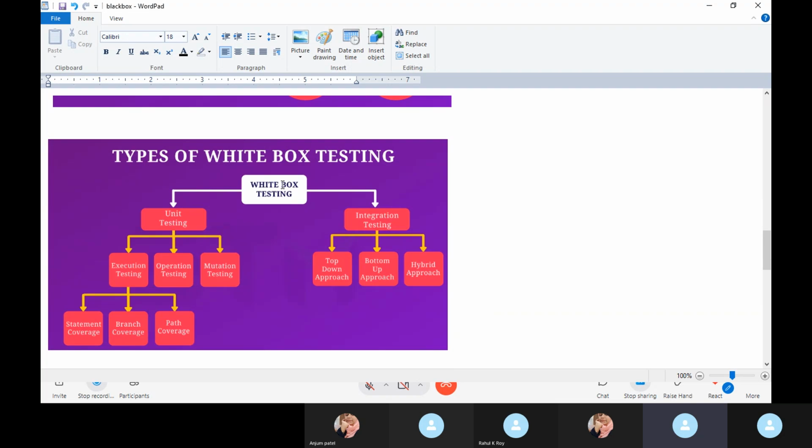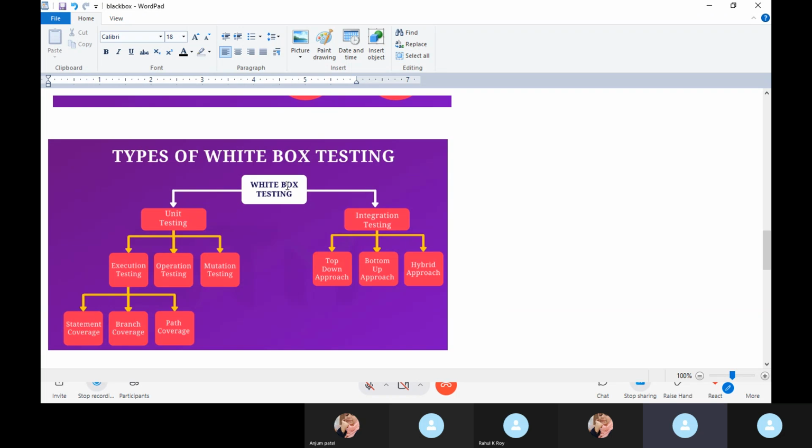Types of white box testing: unit testing and integration testing. Yesterday we discussed levels of testing. The first one was unit and the second one was integration. That too comes under white box testing. In unit testing, we do execution testing, operation testing. These are the different types of testing we do. And integration testing, we have already discussed. What happens in integration testing? We need not bother about this part. The only thing we should know is what is unit testing and what is integration testing. And these two come under white box testing.